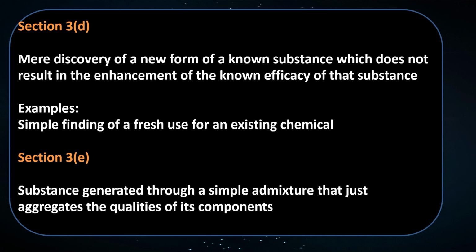Component A might have certain characteristics, and component B might have certain characteristics. When these two components are combined, and the component C formed has just the aggregate of the qualities of both components, so that it's obvious that component C will have just the combination of these qualities, then that is also not considered patentable.